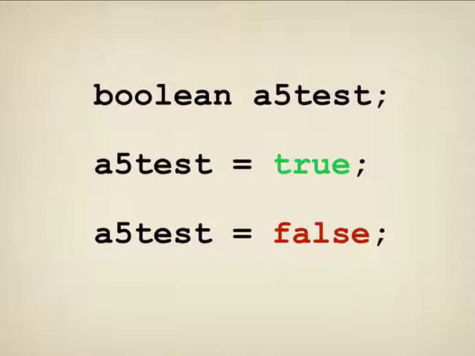True and false are special things. They're keywords. They're not numbers. They're not colors. They're not floating point numbers. They are the word true and the word false. And those are the only things that can be put into a Boolean.